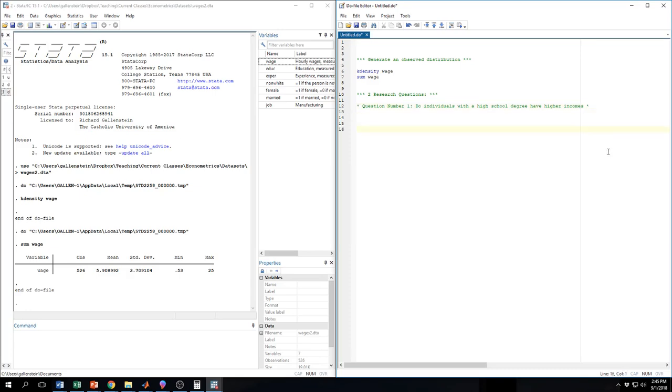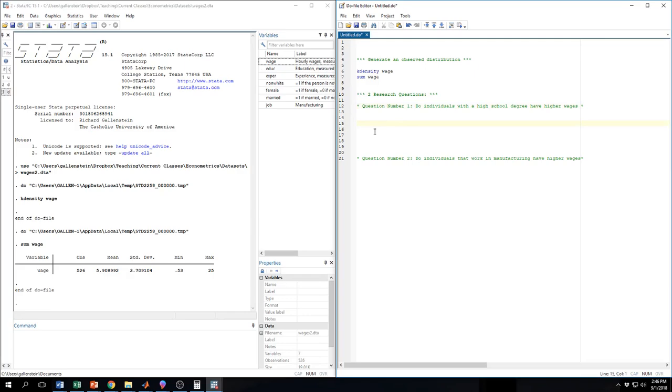And then question number 2, we'll put this down here. We'll answer them separately. Question number 2 is, do individuals that work in manufacturing have higher incomes? Actually, I should say wages because we're looking at wages in this data set. Okay, wages. All right, so 2 research questions. Let's take them in turn.